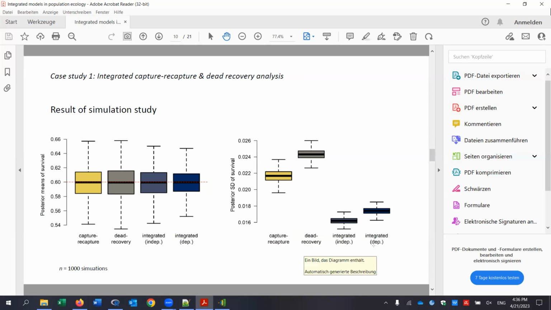Good. Are there questions for this capture recapture? I mean, I know it was very quick. Or yeah, Rahel.